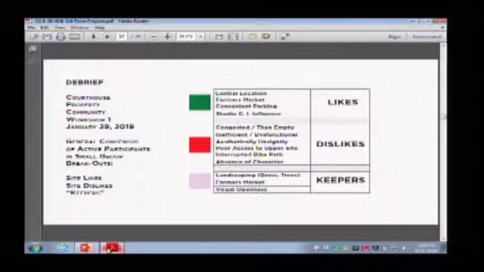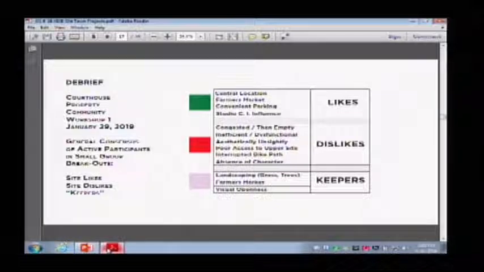So there was a pretty unanimous sense of what was liked, disliked, and what should be kept. Likes included the central location, the farmers market being there, convenient parking, and the influence of Channel Islands on the site, the art studios.